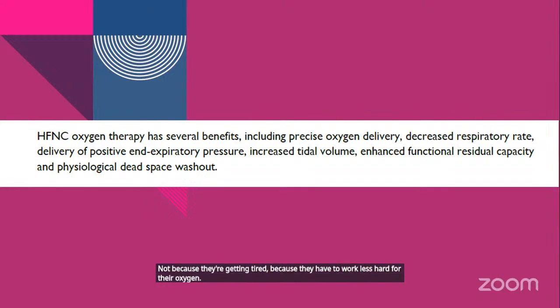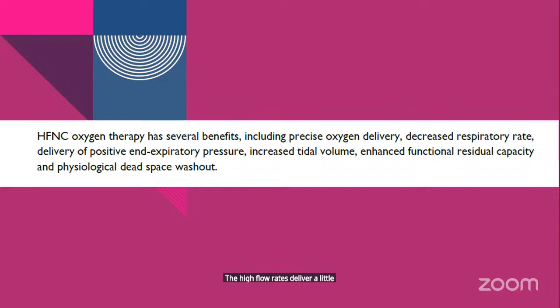The high flow rates deliver a little bit of positive end expiratory pressure, some PEEP. PEEP is the pressure that keeps your lungs open at end inspiration. And when you are sick, you need more PEEP to keep your lungs inflated. And the flow rates we use, 50, 60, 70 liters per minute, provide a certain amount of PEEP. They increase the tidal volume, they enhance the FRC, which was mentioned multiple times, and we wash out the physiological dead space. So we start oxygenating parts of the lung that actually need the oxygen.